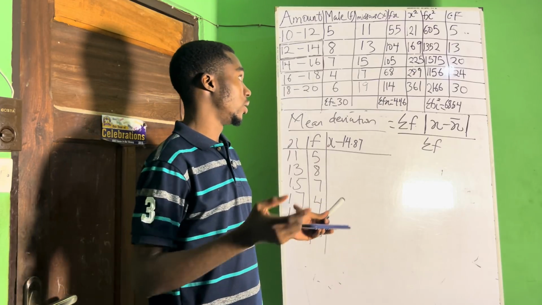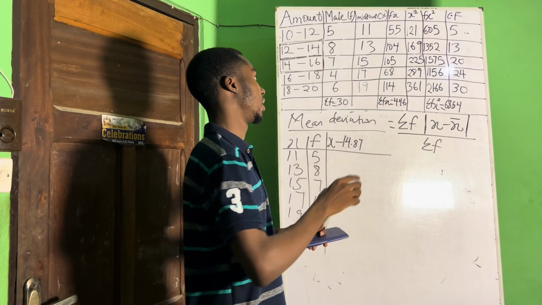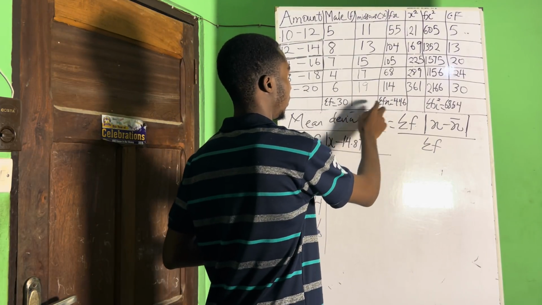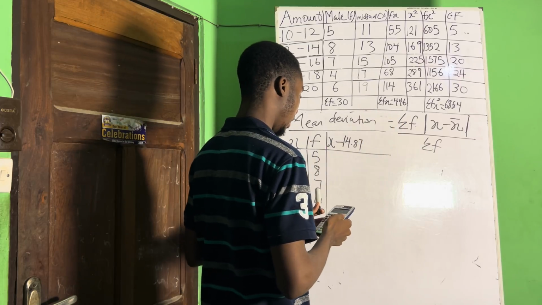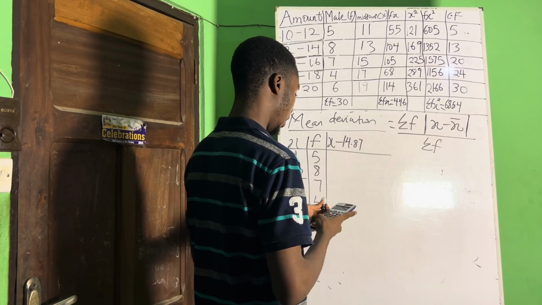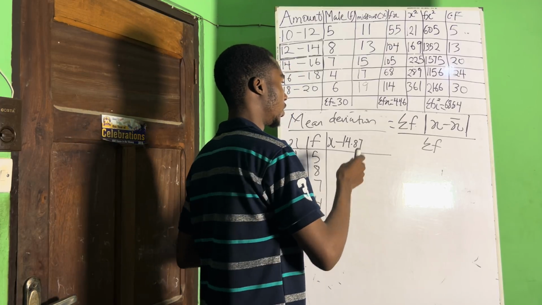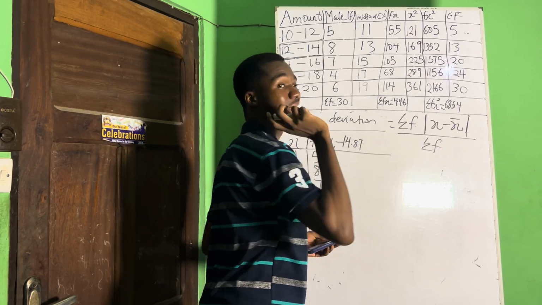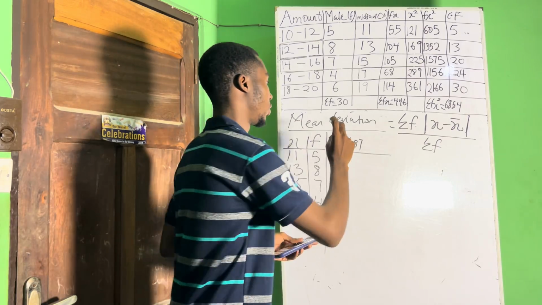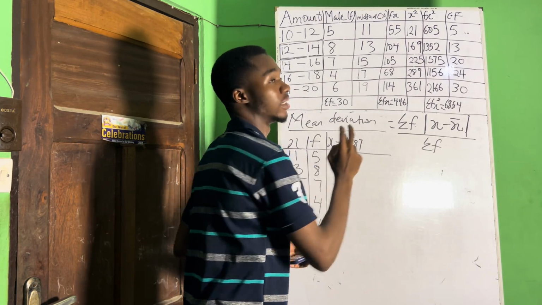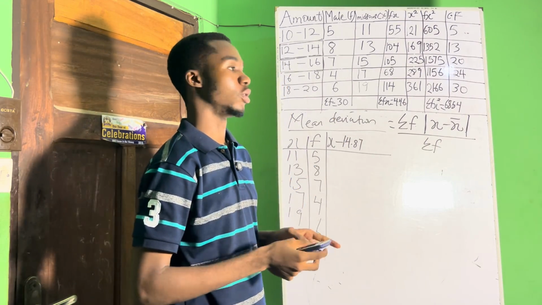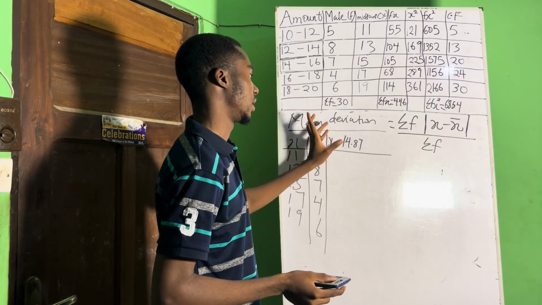Get it? So please don't forget, the mean is sigma fx over sigma f. That was 446 over 30. So you can do it on the calculator to confirm. When you do it, you should get 14.87. So here, just know that is the mean. So x minus x bar, x minus the mean. So you draw a table, then you find for all the x minus the mean.